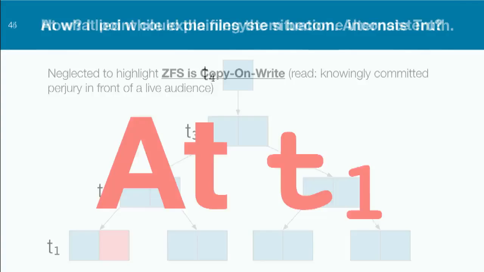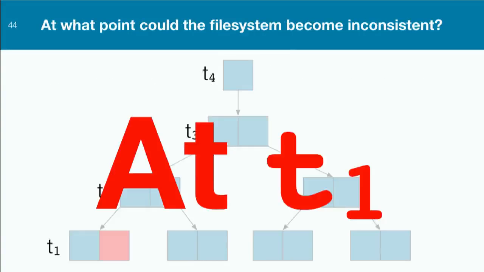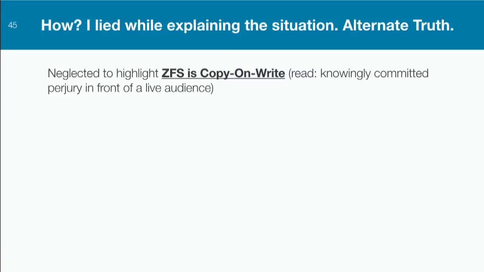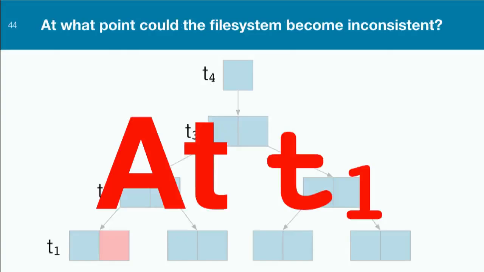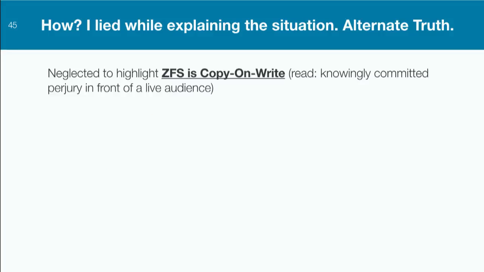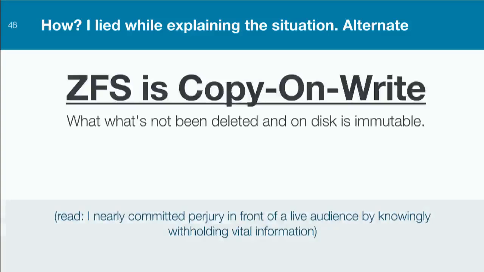It doesn't ever become inconsistent because the blocks at T1 were never visible, because you actually traverse from the top down in this Merkle tree, starting at T4. So ZFS, as a copy on write file system, allows you to do a bunch of interesting things from a performance perspective.